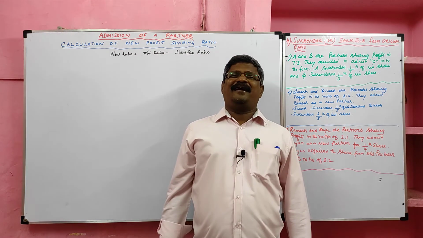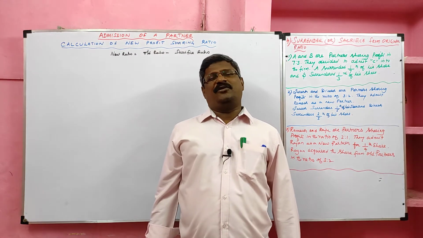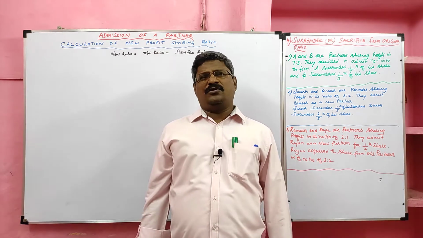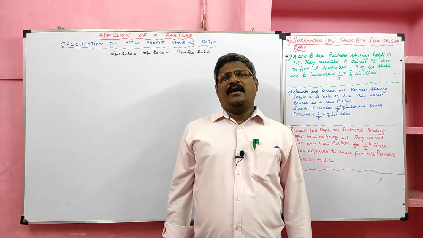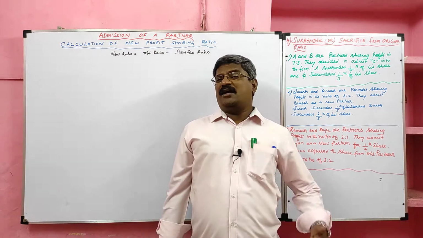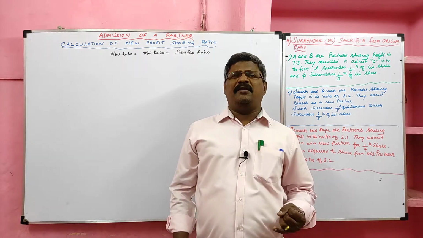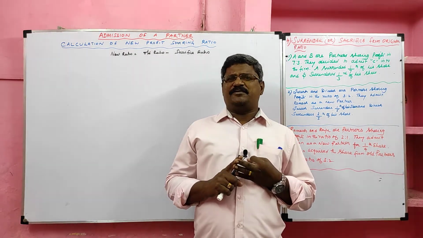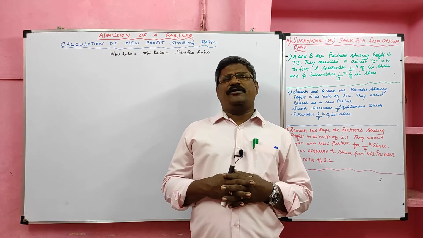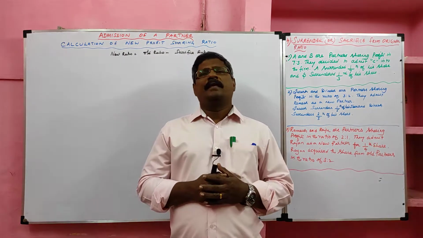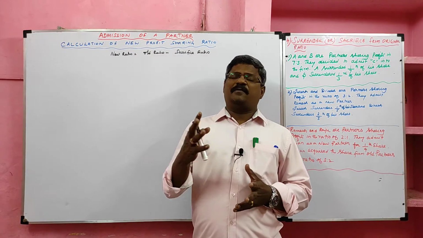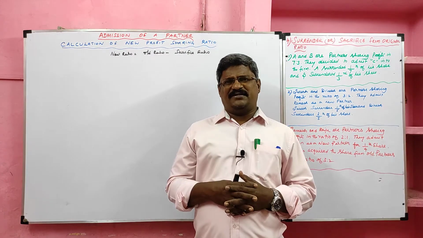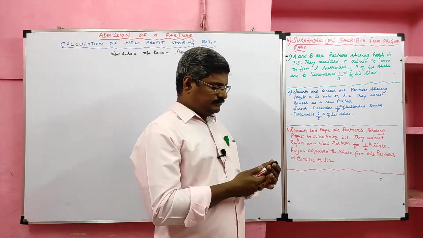Students, we are learning calculation of new profit sharing ratio and sacrifice ratio in admission of a partner. In that, there are 5 cases. In the last video, we completed 3 cases, namely equal sacrifice, unequal sacrifice and entirely sacrificed by one partner. In this class, we are going to complete 2 cases, namely surrender or sacrifice from original ratio and no sacrifice is given. Look at the problem.